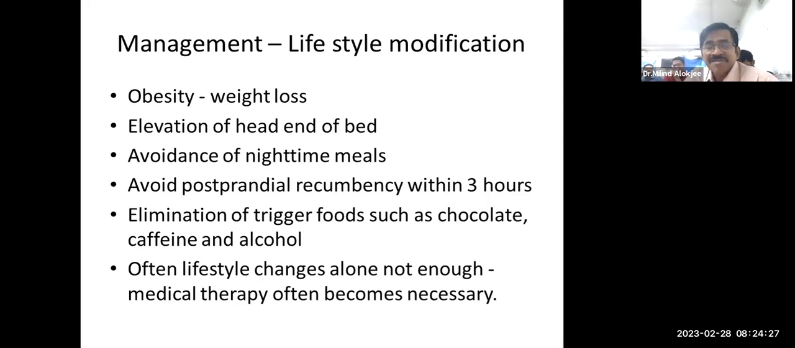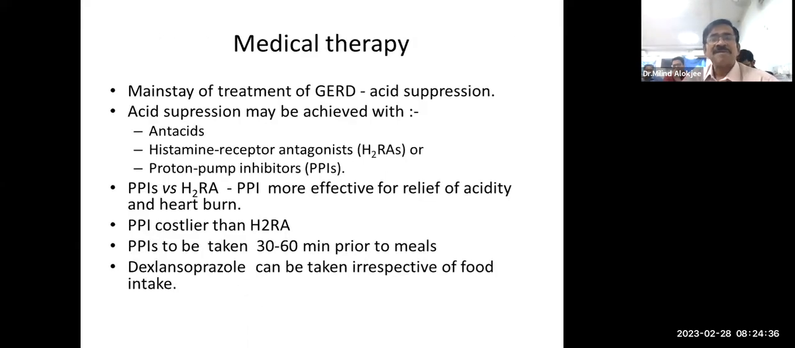These lifestyle changes may result in improvement of symptoms in some patients, but most patients will require some form of medical therapy. So what is the medical therapy for GERD? The mainstay of treatment of GERD is acid suppression. This acid suppression may be achieved with antacids, H2 receptor antagonists, or proton pump inhibitors. But one has to consider that proton pump inhibitors are costlier than antacids and H2 receptor blockers. And a PPI is to be taken 30 to 60 minutes prior to meals. However, newer PPIs like lansoprazole can be taken irrespective of food intake.